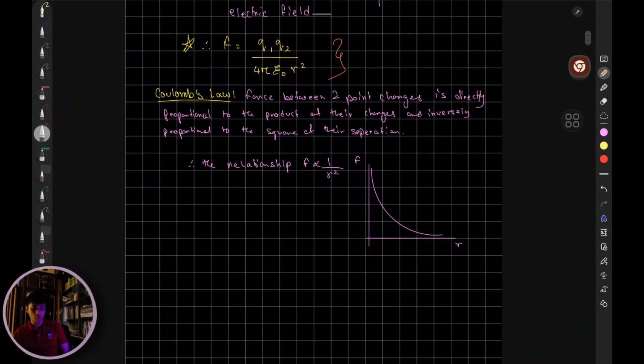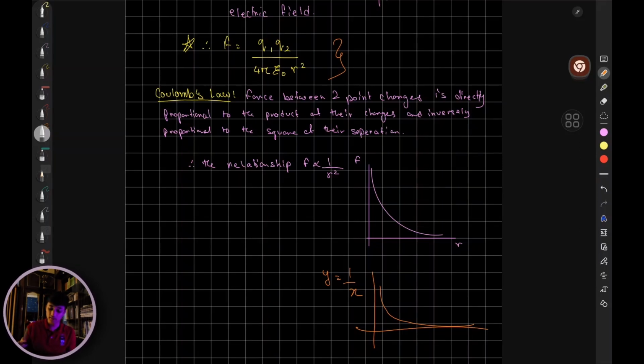Now, if I draw the graph between force and r, it's going to be a typical y equals 1 by x squared curve. So if your 1 by x curve, let's say y equals 1 by x, was something like this, this one is going to be more steep. That's the only difference.